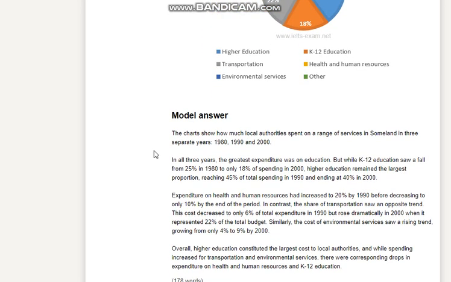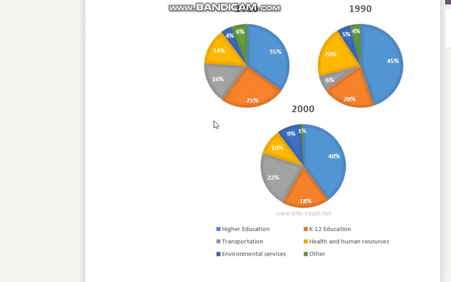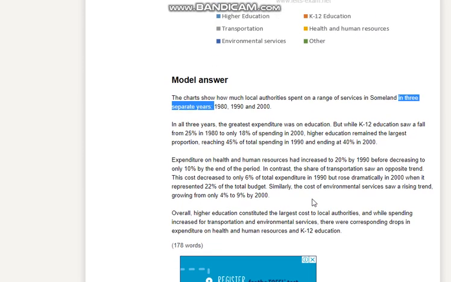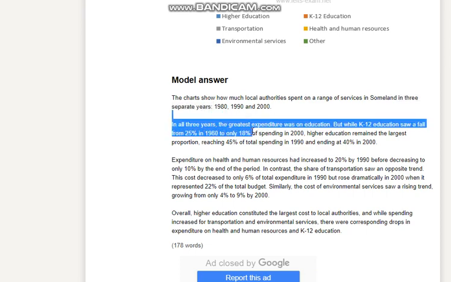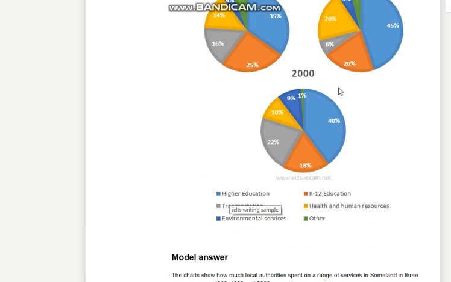Okay, let's read the model answer. The charts show how much local authorities spent on a range of services in some land in 3 separate years: 1980, 1990 and 2000. So in 3 separate years, to paraphrase that, in all 3 years. Okay. In all 3 years, the greatest expenditure was on education. Actually, it is higher education.